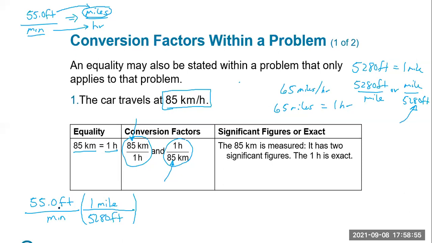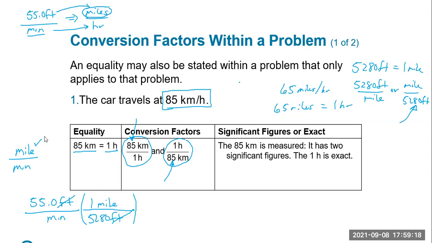If I stop the problem right here, feet divided by feet would cancel out. And the units I would be in at this particular point, just the units, would be miles on top and minutes on the bottom. So I have successfully changed the top unit into the unit I want. I now need to do the bottom unit.